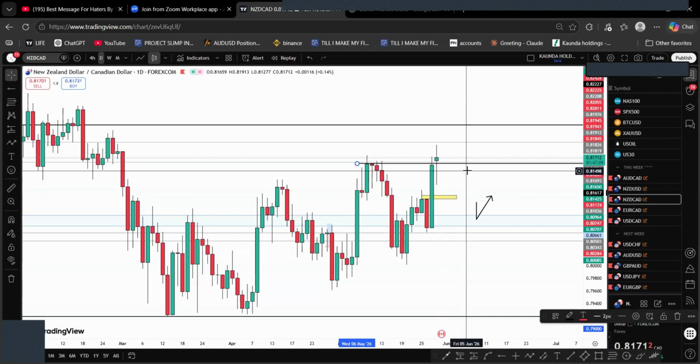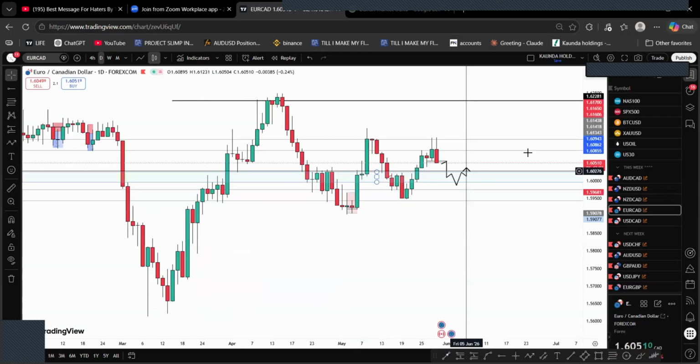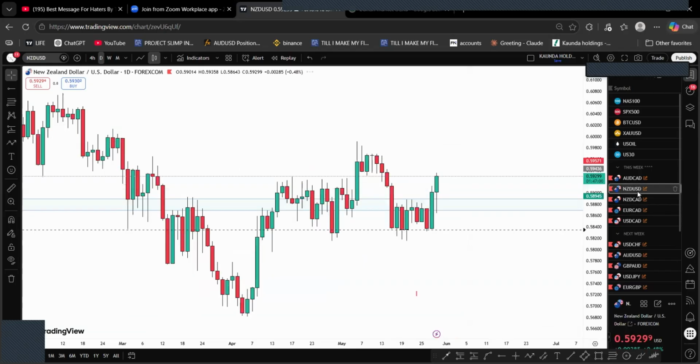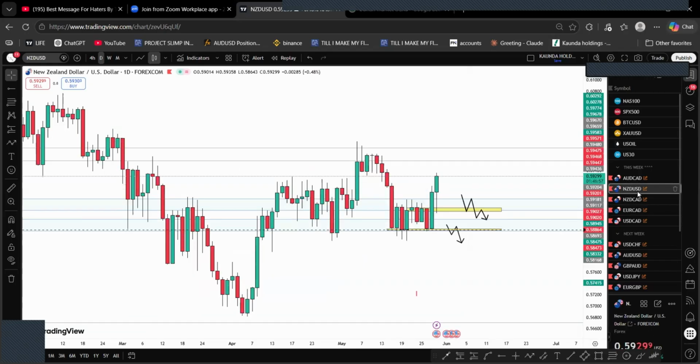The next thing we have is, not EUR CAD, NZD USD. Price has also failed to break below and give us the sell. This means that we have to wait more. Yeah, we have to wait for price to break below this one. Then okay, sure. So this clearly shows you that NZD USD is something that won't happen this week.